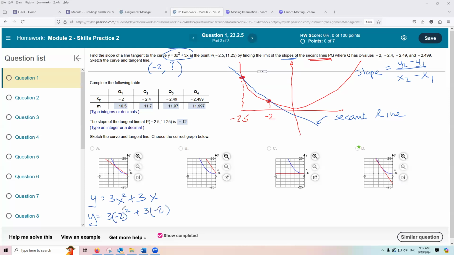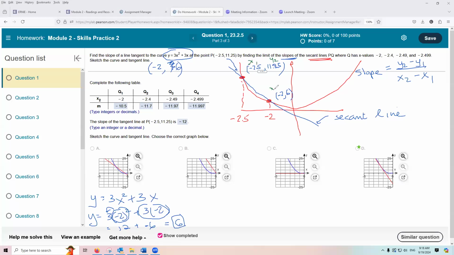All right, let me work this out. -2 squared is 4. 4 times 3 is 12, so that's going to be a 12. 3 times -2 is a -6. 12 plus -6 is a +6. So this y value here is 6. So this point right here is -2, comma 6. All right, the other point we want is given to us. This point here is -2.5, 11.25.